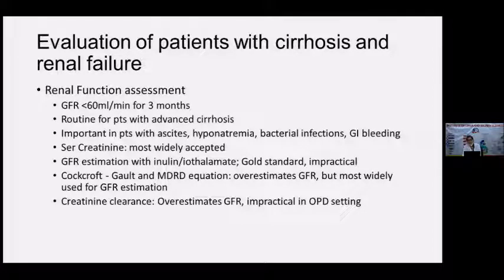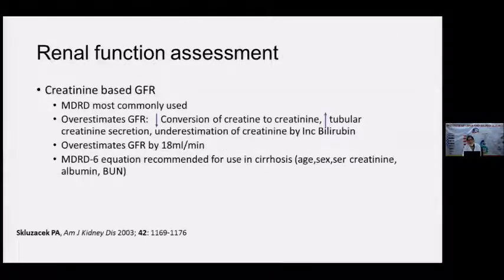Creatinine clearance overestimates GFR, so it is not practical in OPD settings. Creatinine-based GFR is most commonly used. It basically overestimates GFR because there is decreased conversion of creatine to creatinine, there is increased tubular creatinine secretion, and there is underestimation of creatinine by increased bilirubin. It overestimates GFR by around 18 ml per minute.